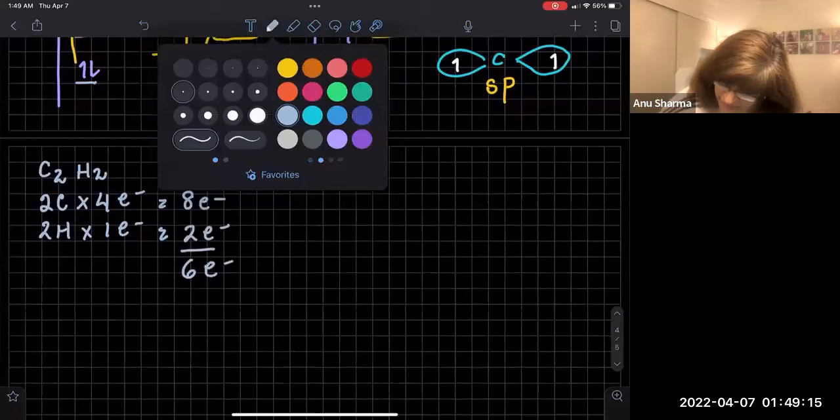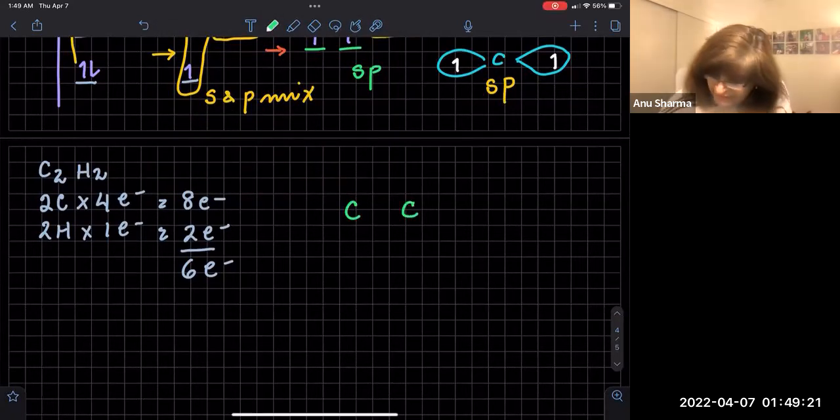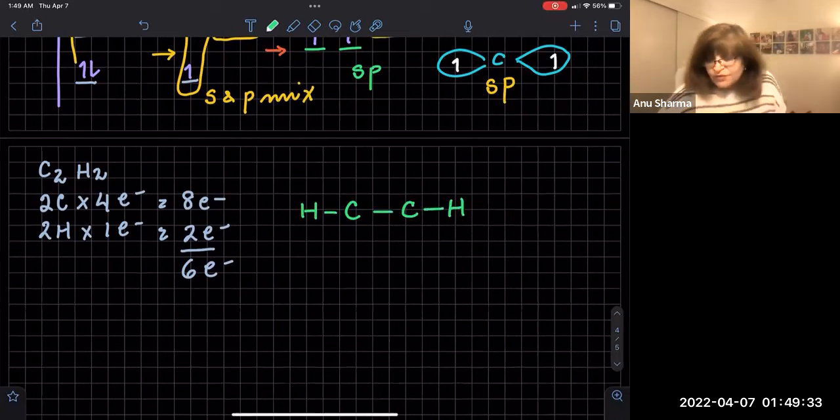Now let's draw the Lewis structure. C and C, because carbon makes the most bonds, so it gets the center spot. And we have 2 hydrogens, one on this side and the other on this side, because hydrogen only makes 1 bond. So connect them with a single bond. So we have used 1, 2, 3, 4, 5, 6 electrons.